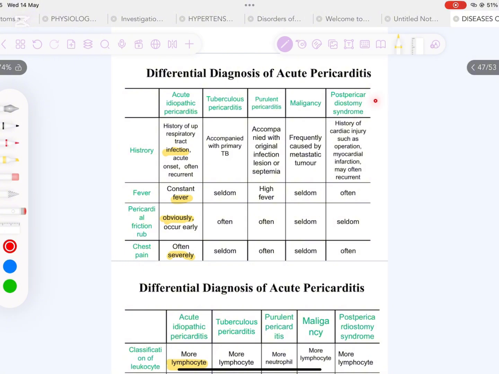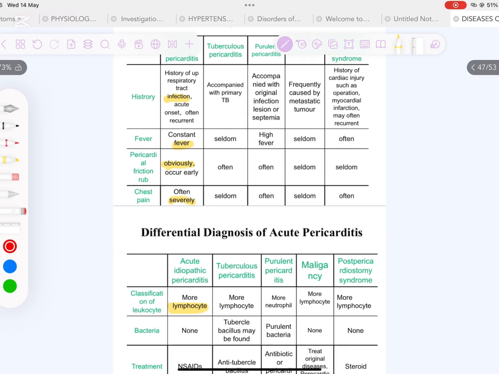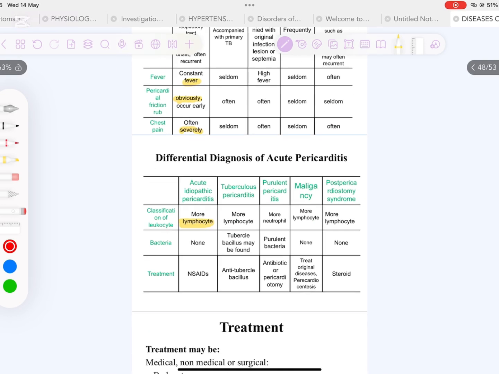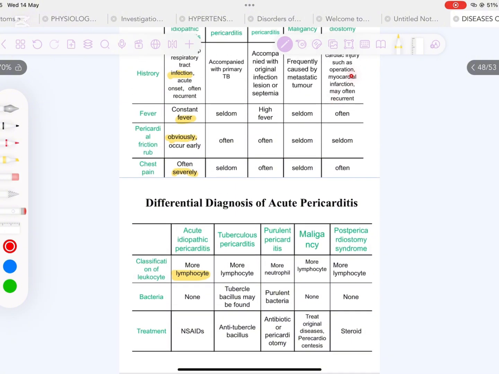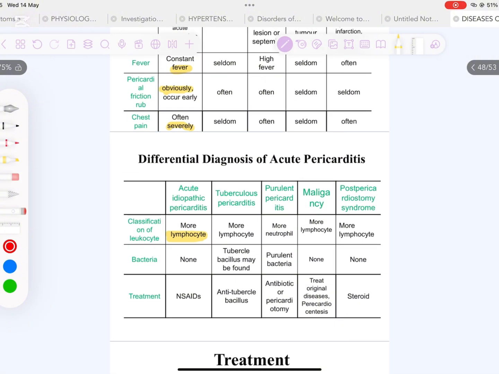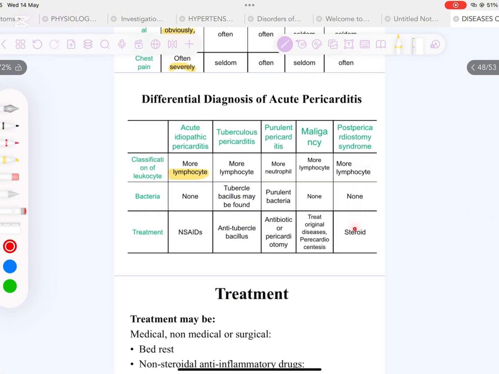Then post-pericardiotomy syndrome: an issue of cardiac injury, maybe operation, or myocardial infarction. Of course, you're not expecting pericardial friction rub or chest pain because it's not pericarditis. But you can expect fever because maybe there is a cardiac injury. Yes, the fever is possible. So these are it. And for this one, just give steroids.